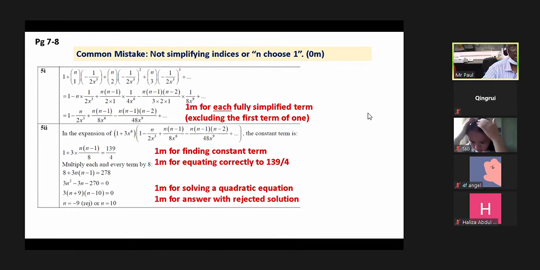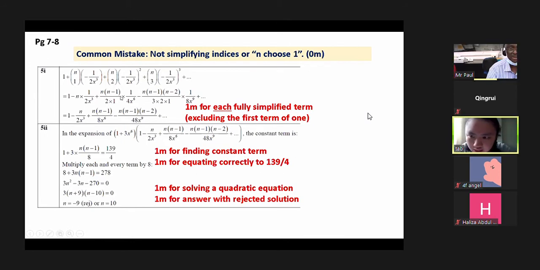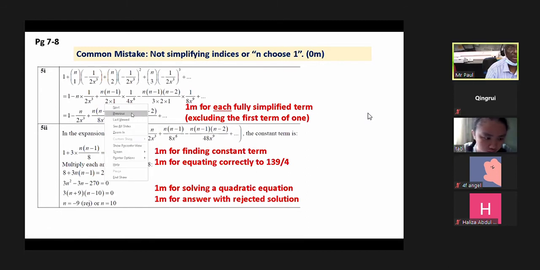I tell you why. I don't blame you, because most of you don't know what the value of nC1 is. I mark your scripts. Most of you don't know nC1 is n. nC2 is what? I really understand question 4 part 2. Which one? Question 4 part 2. Okay.